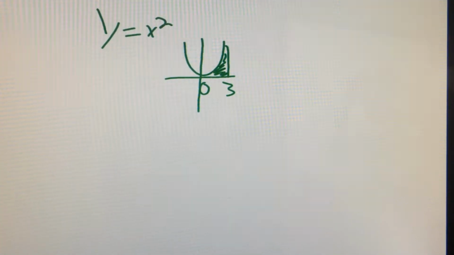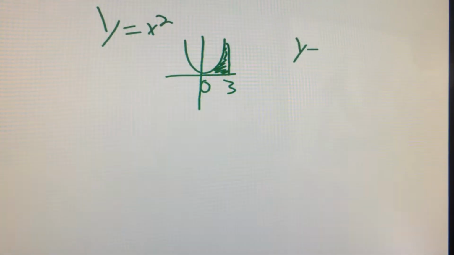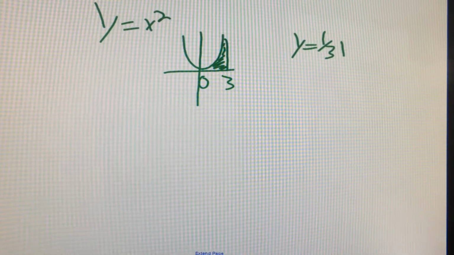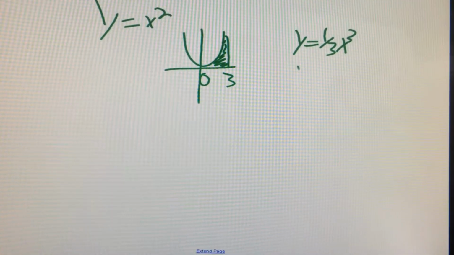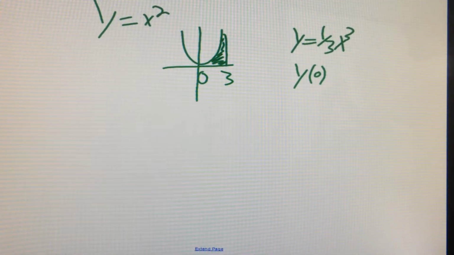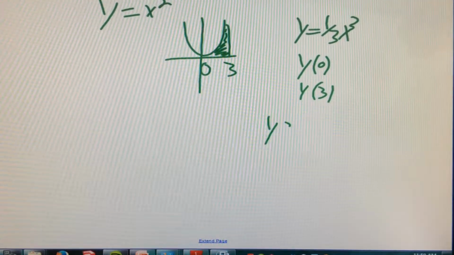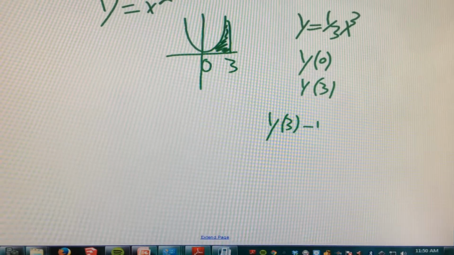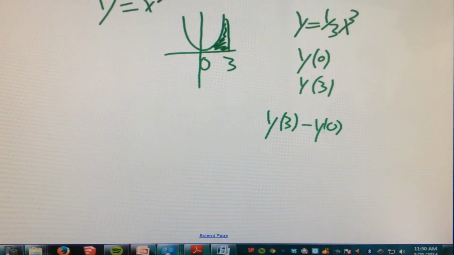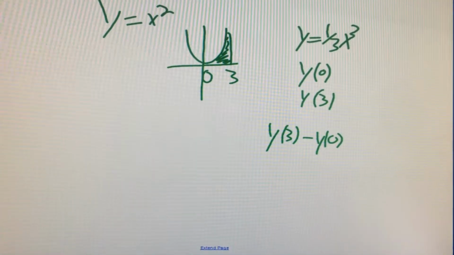Now, I'll save you some time. The integral of y equals x squared is 1/3 x to the third. So, you would plug in your minimum and maximum x values into that equation, subtract the minimum from the maximum, and you'd have your area under the curve.